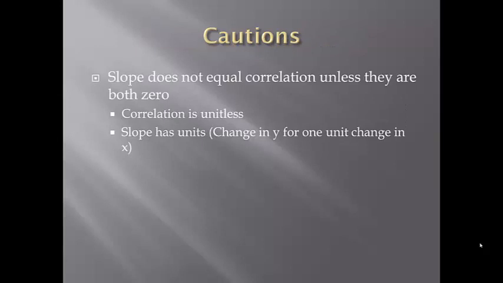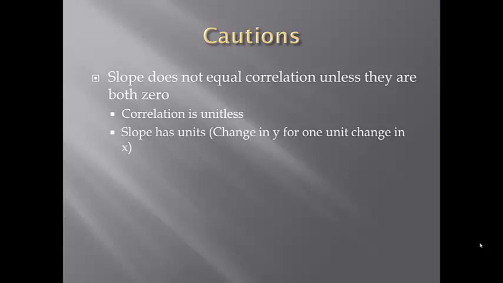One final word of caution. Even though when the slope is 0, the correlation coefficient is 0, if they're non-zero, that doesn't necessarily mean that the slope and the correlation coefficient will have the same value. The reason for this is that the correlation coefficient is unitless. It is a number that has been scaled to range between -1 and 1. For the slope, that's not the case. The slope does have units.